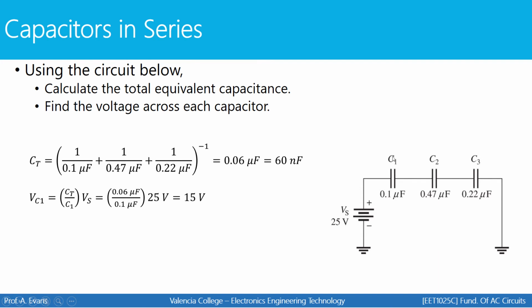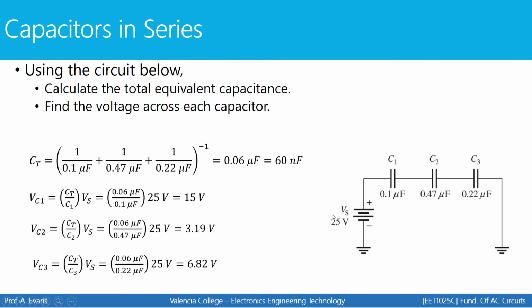So we can get the voltage drop across the first capacitor by plugging in CT on the top, the capacitance for C1 on the bottom, and multiplying by the source, which is 25 volts. We can repeat this process for the other two capacitors by changing the denominator in the fraction of the voltage divider equation.